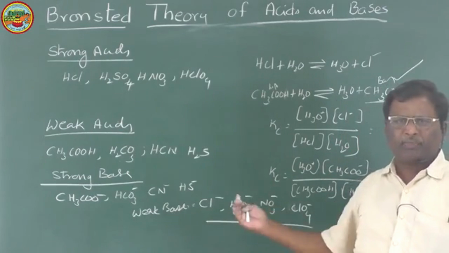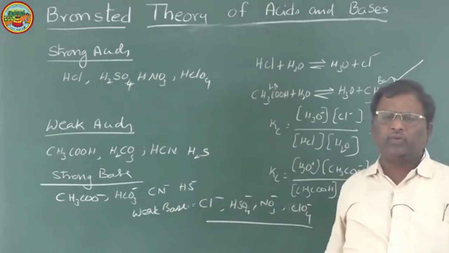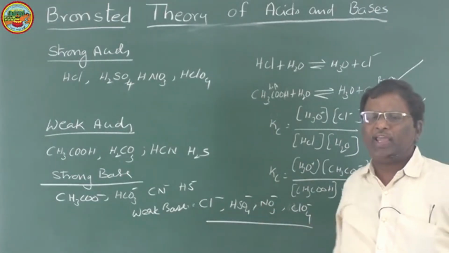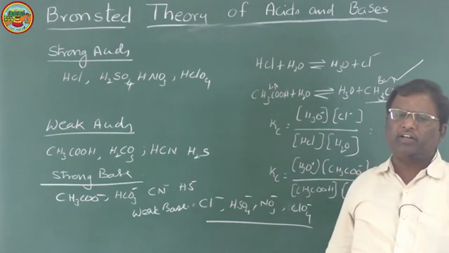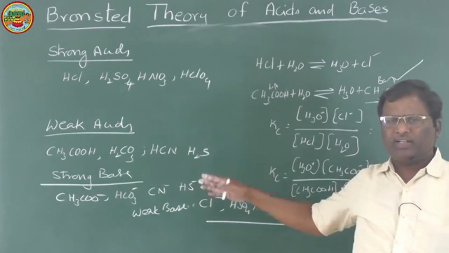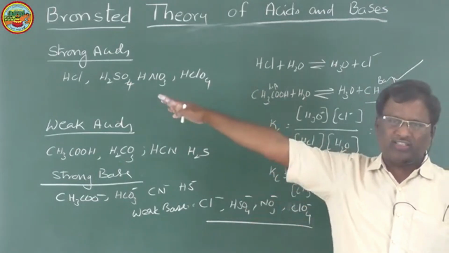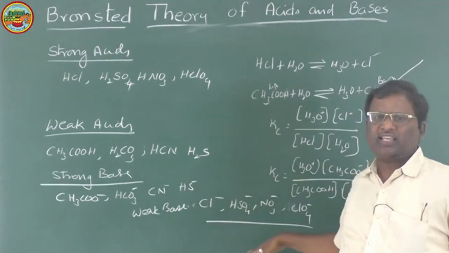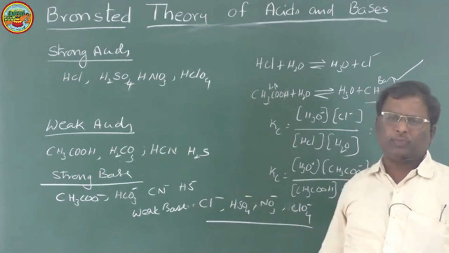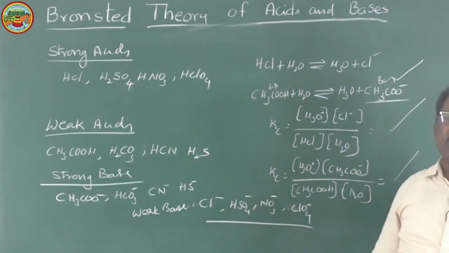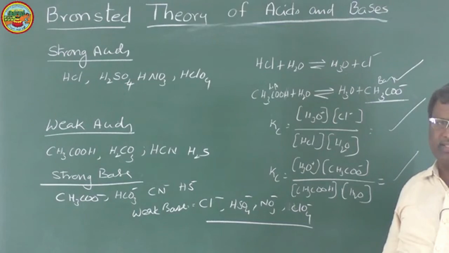Cl minus, by accepting a proton, can convert into HCl. HSO4 minus, by accepting a proton, can convert into H2SO4. But it prefers to be in ionic state rather than in molecular state. That's why these ions have less tendency to accept protons, so hence they are considered as weak bases.